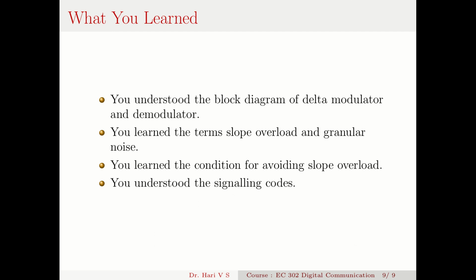So you understood the block diagram of the delta modulator and demodulator. Then you learned the terms slope overload and granular noise. Then you understood the condition for avoiding slope overload. Then you understood the signaling codes. And that is the end of this presentation.